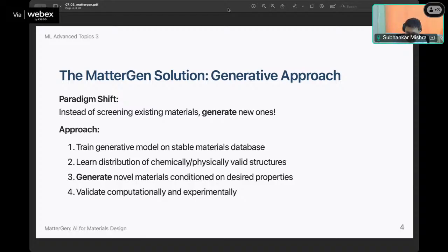There were other works generating new materials, but this one probably became a little bit famous because it used diffusion, and other things are there. I'll come back. So what do we do? Here we train a generative model on a stable and valid material database. Once the model understands, let's say, the grammar of chemistry and physics somehow, that's it, like machine learning. Then we can ask it to generate entirely new structures that have never been seen before, specifically conditioned on the desired properties.